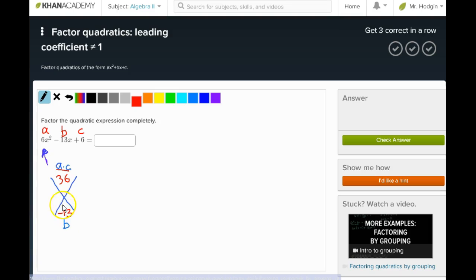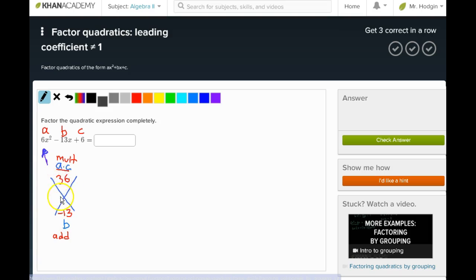So what two numbers multiply to 36? They have to multiply to the top, right, and they have to add to the bottom. So what two numbers multiply to 36 and add to negative 13?